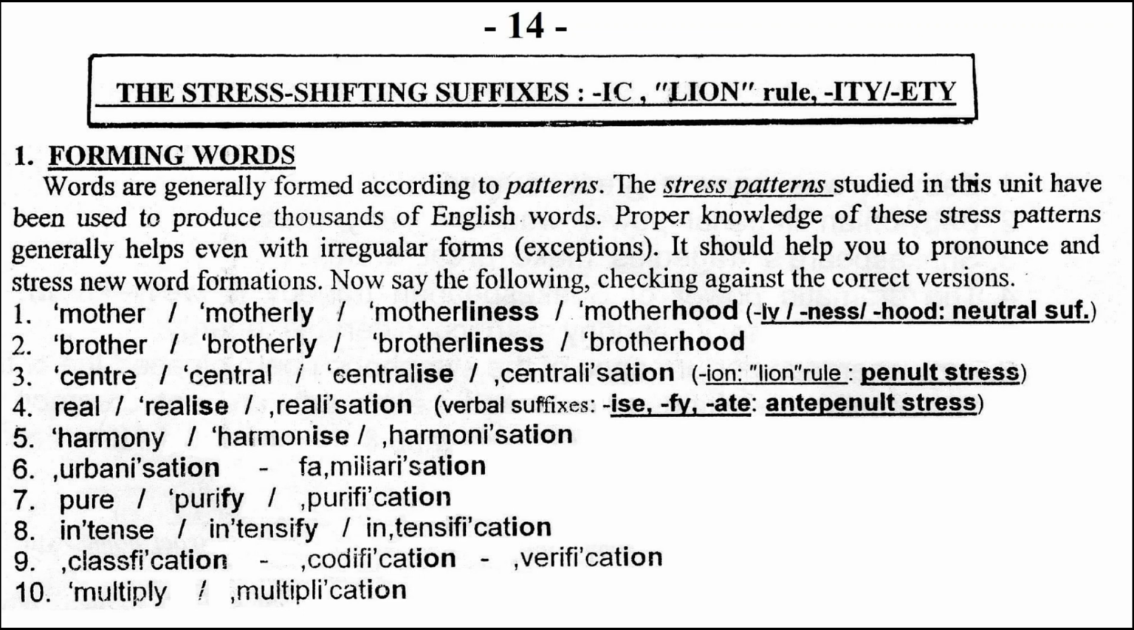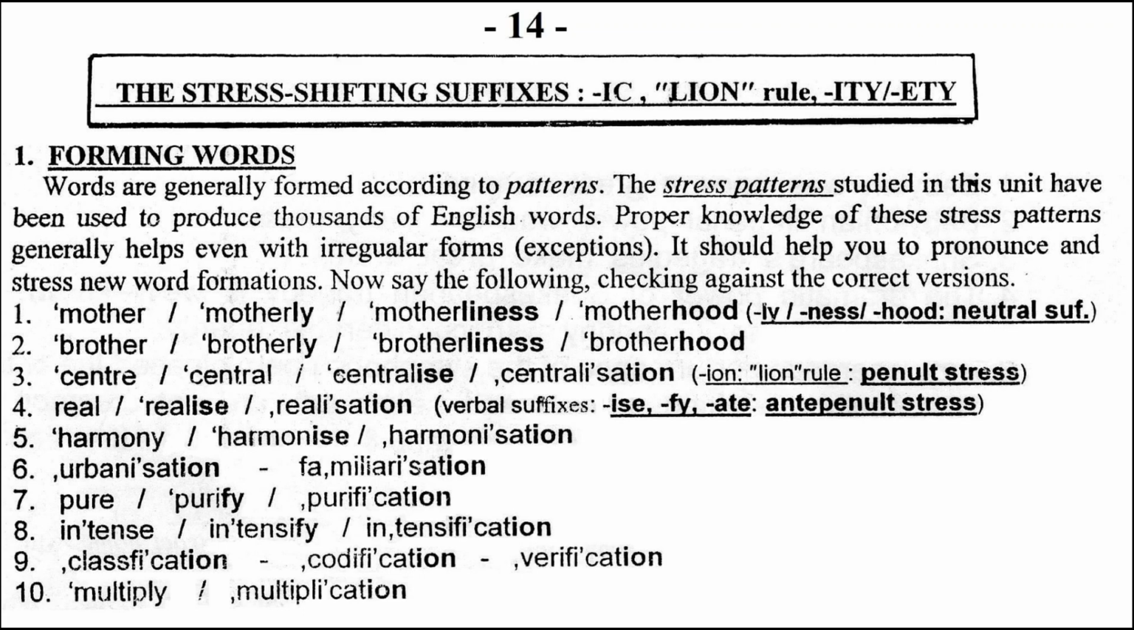So here we have the rule. It means ION falls under the line rule. By the way, the line rule is a very powerful rule. Why is it a powerful rule? Because under it we have approximately 7-8 suffixes. So it is really very helpful, and it is under the stress shifting suffixes.